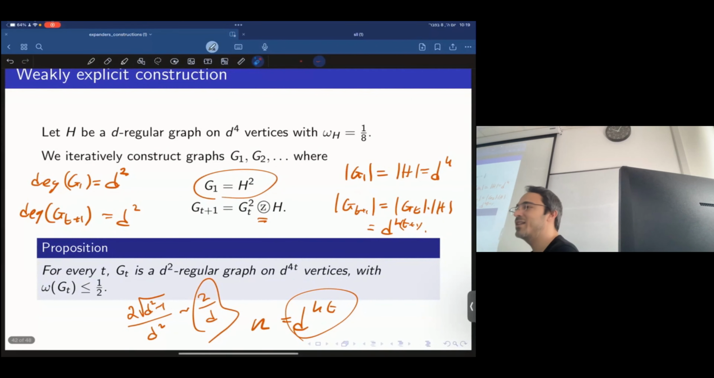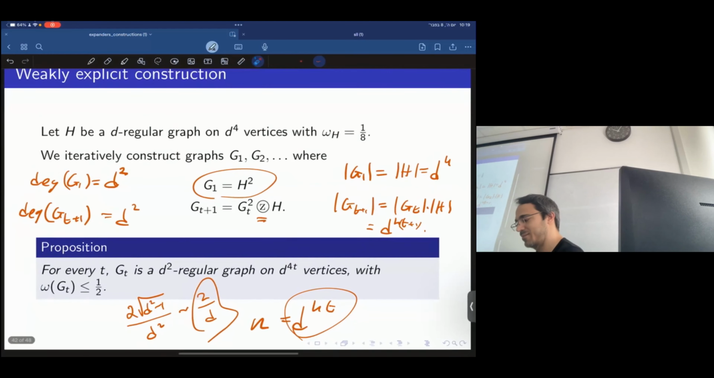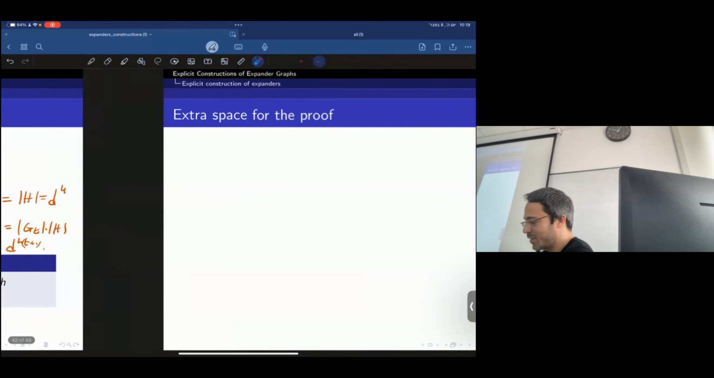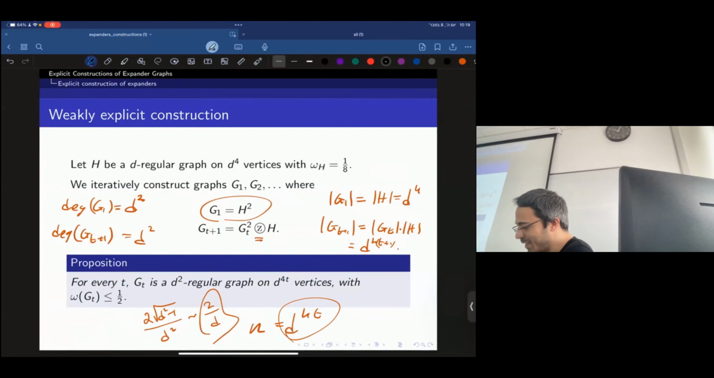The graph grows, and the only thing that we didn't do is the omega, which is the interesting part. And why is this weakly explicit? It looks extremely explicit. It's a really simple recipe to generate the graphs, but it's not strongly explicit. So let's do that first of all. Let's start with the omega. What I'm claiming is that omega is at most 1/2. I can do better, but in this construction, omega is at most 1/2.